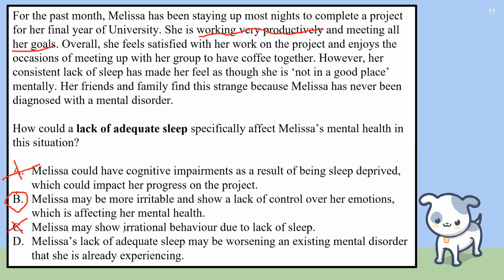You know, she's not showing any sign of delusions, or doing something that was out of her character. So it can't be C. And it can't be D because D assumes that it's worsening an existing mental disorder that she's already experiencing. But in the last line of the case study, it says that Melissa has never been diagnosed with a mental disorder. So it can't be D based on the information in the case study. So by the process of elimination, the best option will be C.